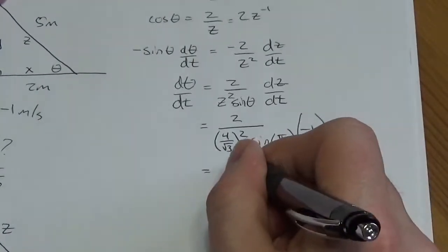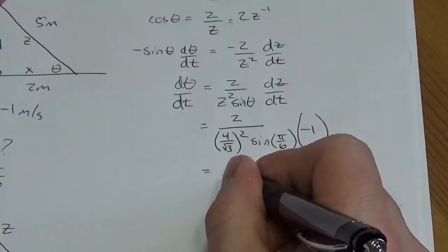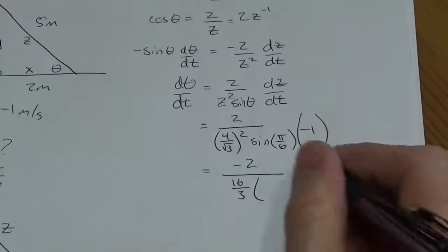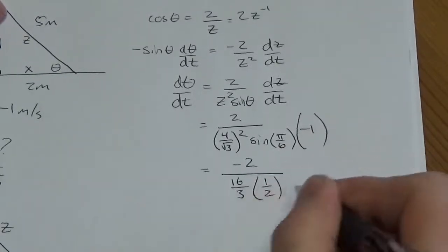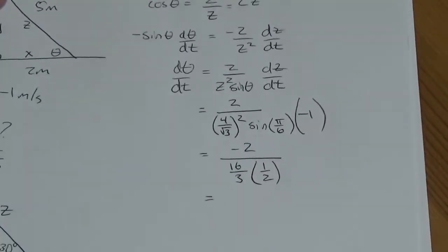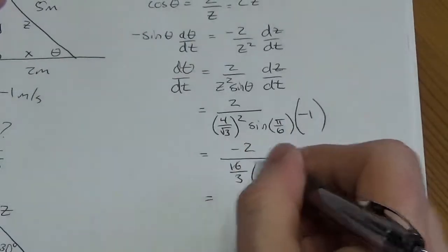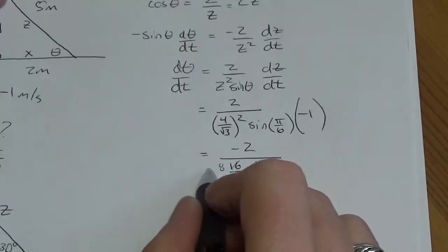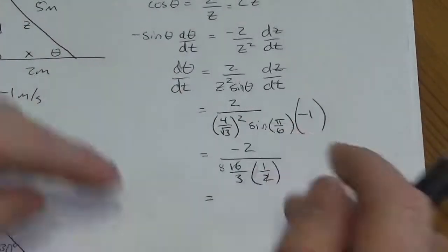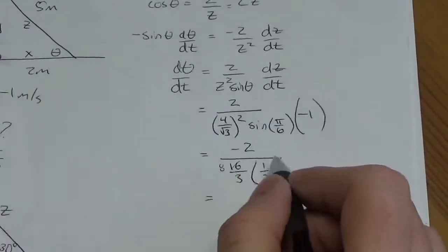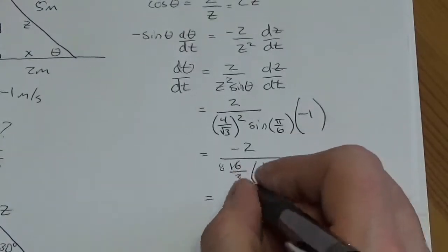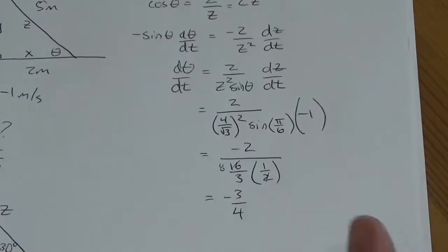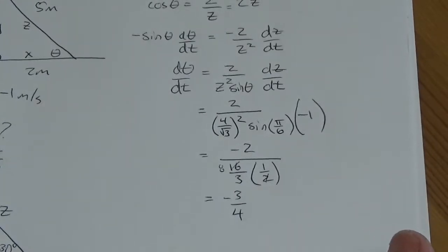Okay, so let's put this all together. This is going to be -2 over 16 over 3, and sine of pi over 6, sine of 30 degrees, is 1/2. So down here in the denominator, that's going to be -2 over 8/3. I'm going to multiply by the reciprocal, so that 3 is going to go into the numerator, but I've got a 2 over an 8, so it's going to be -3 over 4. Now, with what units?